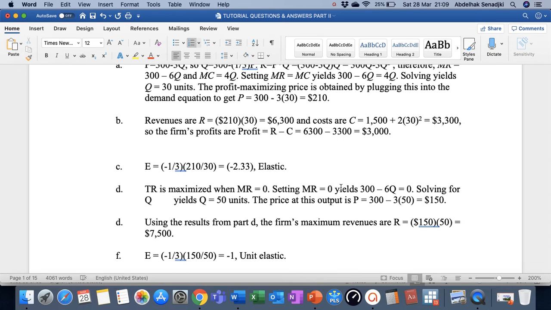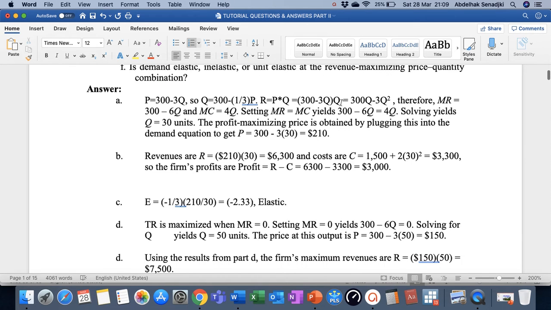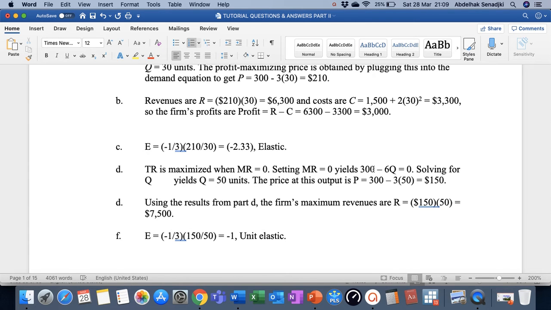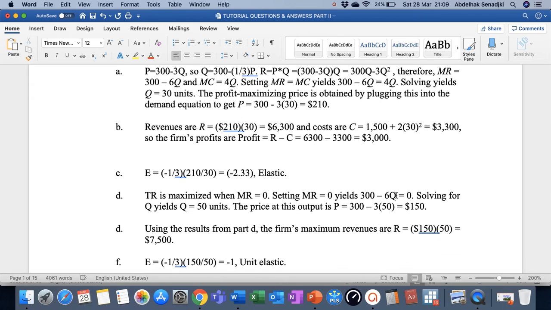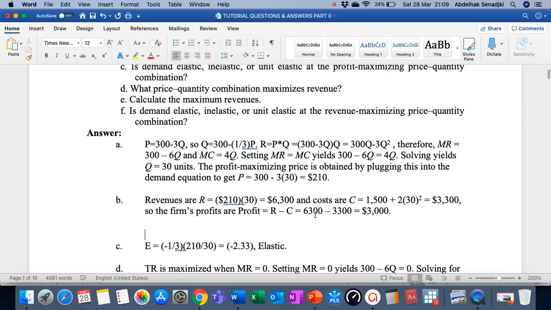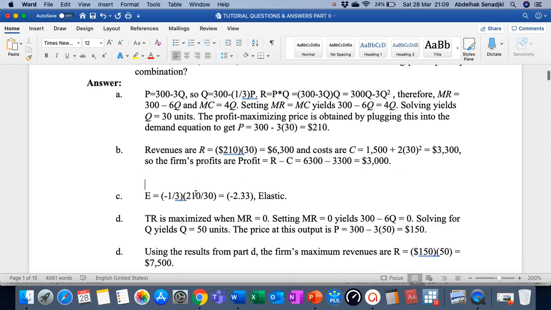Setting MR equal to 0, we already calculated here, right? MR equal 300 minus 6Q. So 300 minus 6Q equal to 0. We solve this, we will get Q equal to 50 units. And therefore we put the price, the equation, the price is 300 minus 3Q. So the price here, 300 minus 3 times 50 equal 150. So using this, now the question, calculate the maximum revenue. So how much is the maximum revenue?